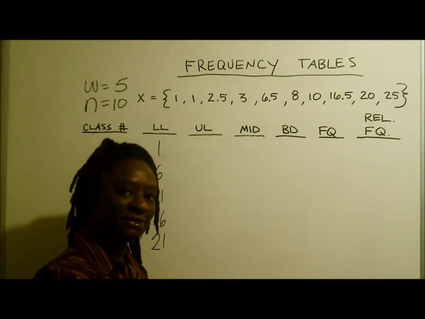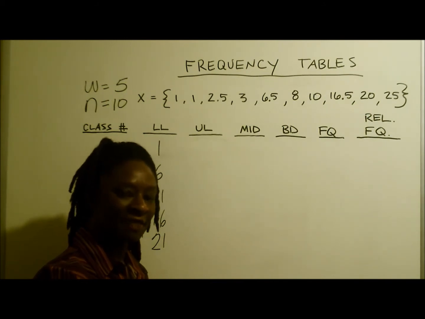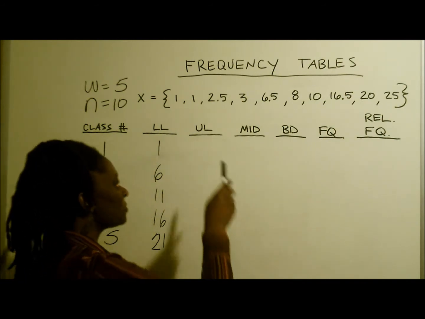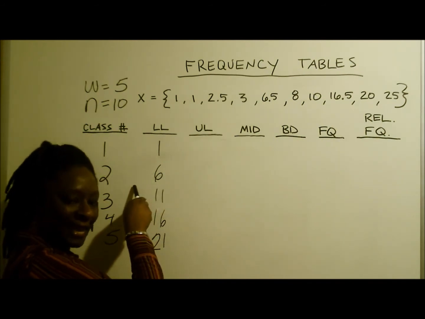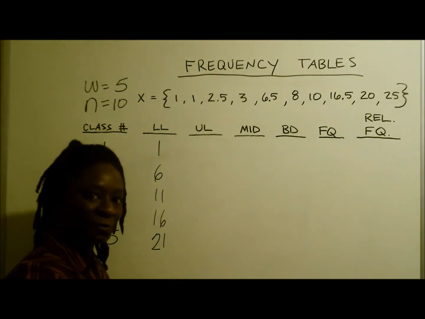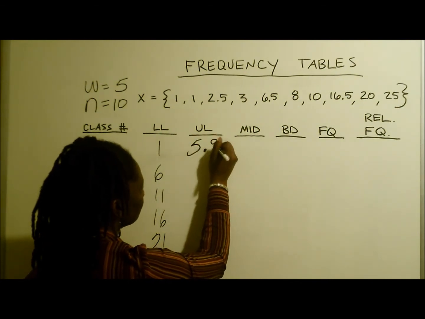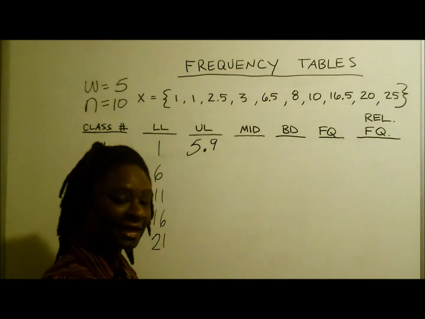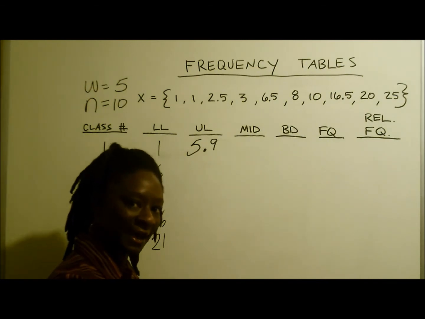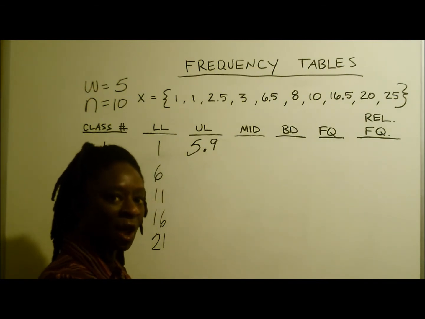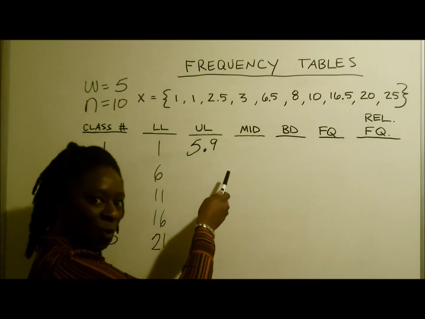Our next step is to establish our upper limits. So how do we do that? Well, we want to make sure that we don't have any overlaps. So our first upper limit should stop right before our lower limit in class 2 begins. So our first upper limit will be 5.9. Why 5.9 and not just 5? Well, if you notice in our data, we have decimals there. So if we have decimals in our data, we must put them in our upper limits. It's not necessary for the lower limits, but it is required for the upper limits.